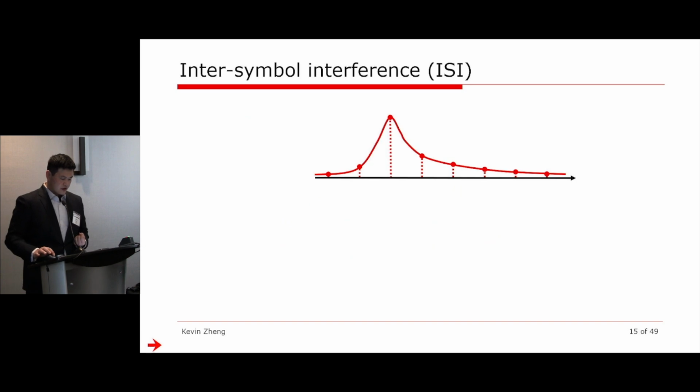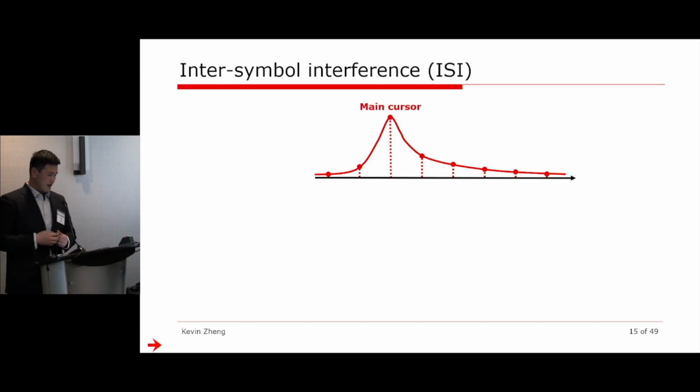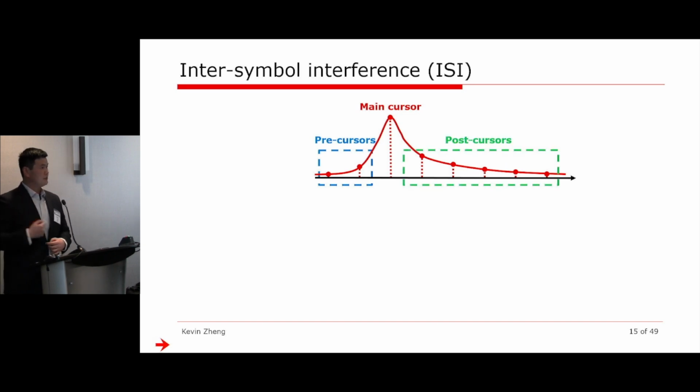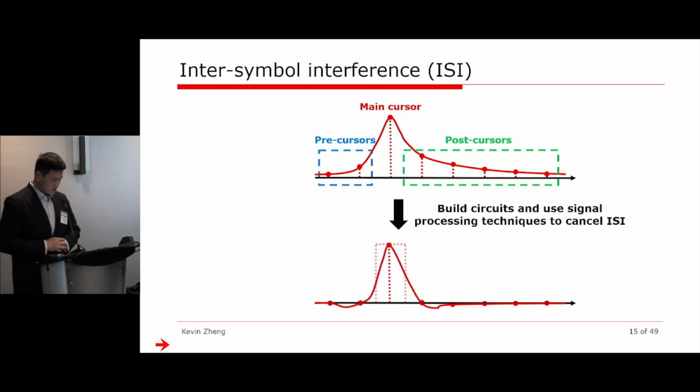So here are some definitions. Let's assume that our biggest energy stick is called the main cursor. Anything before me is called the precursors. Those are the bits that happen in the future. Anything after me are the things that happened in the past. Those are called the post-cursors. So I want to build some circuits or use some signal processing techniques to cancel these ISI sticks, to bring them down to 0. It's important to note that there's not a big need to actually reshape the pulse back to a perfect square wave, right? As long as all the other sticks are zeroed out, you can still reliably make a decision on whether the signal is a high or a low.